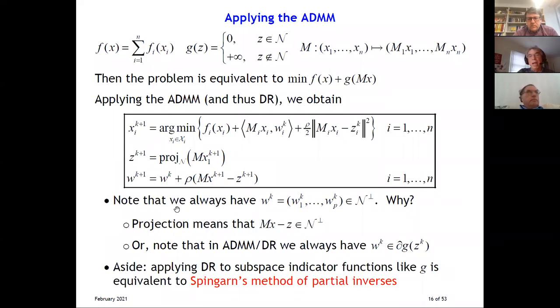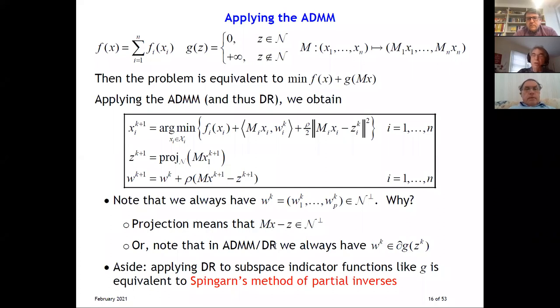Okay. And it so happens that this W is always in the orthogonal complement of this subspace N. The reason is, if it starts that way, you can see that it will stay that way, because the difference between a vector and its projection onto the subspace has to be in the complement.